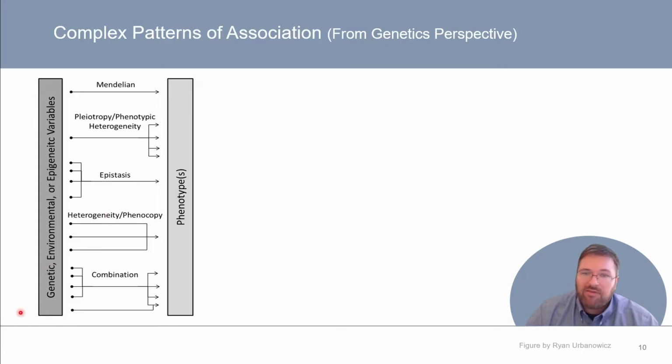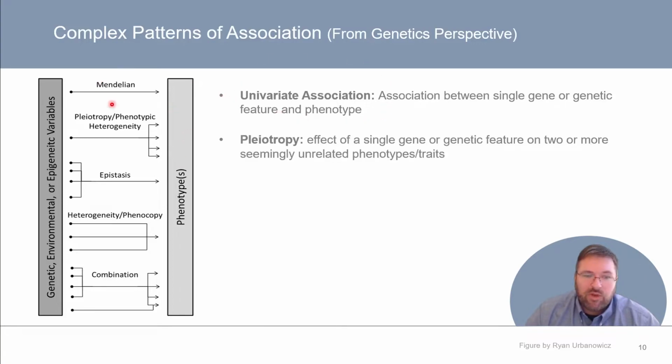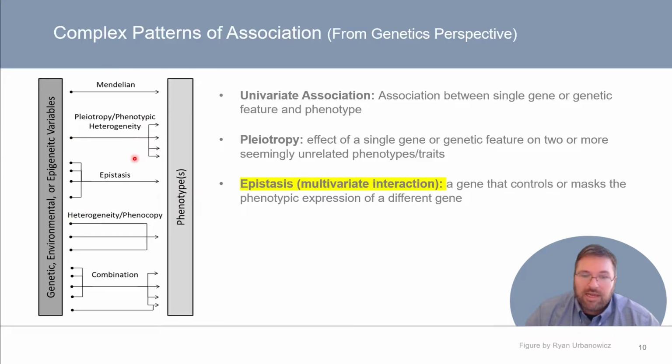Features here could be any of the things we've already mentioned. At the top, we have the simplest association between a single gene or genetic feature and the target outcome. This is known as a univariate association. Next, we have pleiotropy, which is when a single gene or genetic feature has an association with two or more seemingly unrelated outcomes. Next, we have epistasis, also known as a multivariate interaction. Here, two or more features interact with one another to impact outcome. Notably, in the most extreme case, it's possible for feature interactions to strongly predict outcome even when none of those individual features has any univariate association.